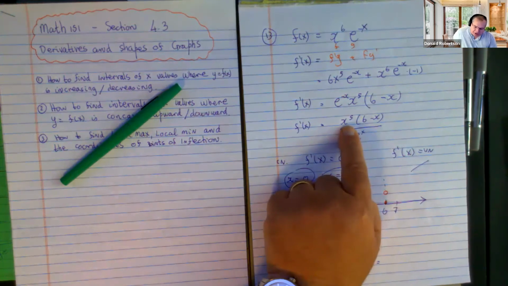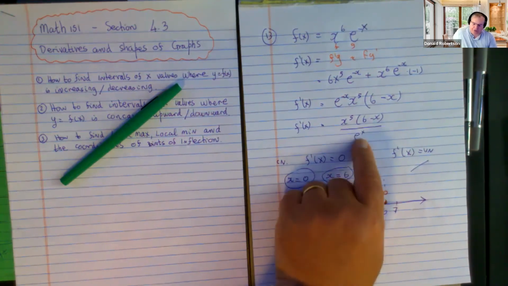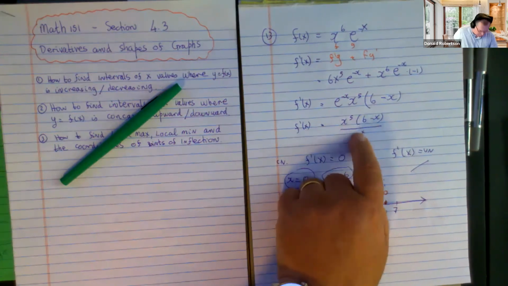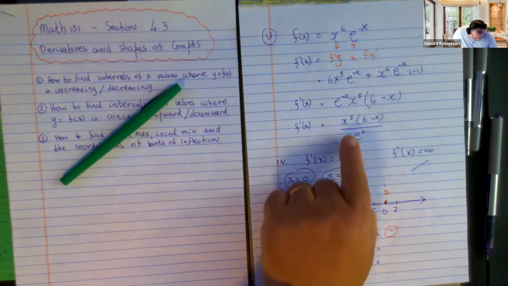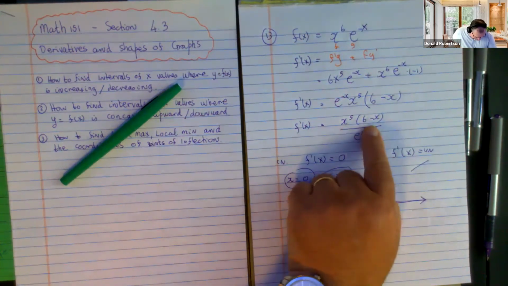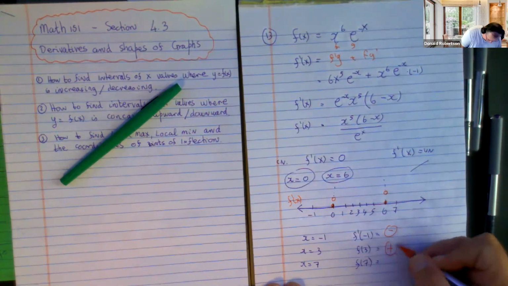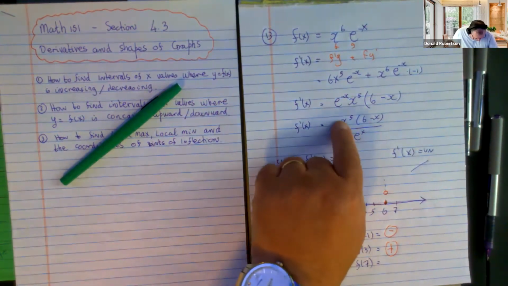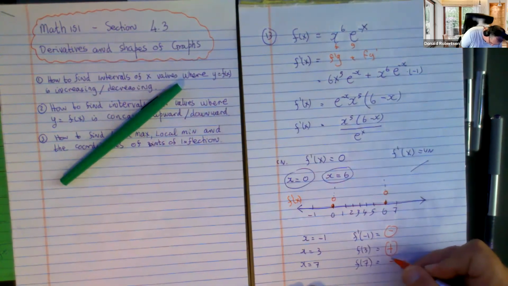And I'm going to do a cheat here. -1 to the 5 is negative. 6 take away -1 is 7, that's positive. e to the negative is always positive. So what have I got? A negative, positive, positive. That makes this negative. If I plug in 3, you're positive, you're positive, you're positive. So everybody's positive. If I plug in 7, you're positive, you're negative, you're positive. The answer is negative.